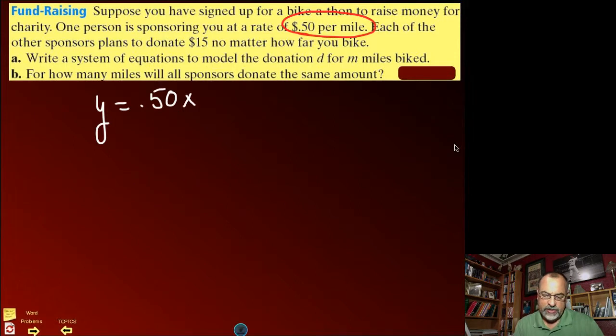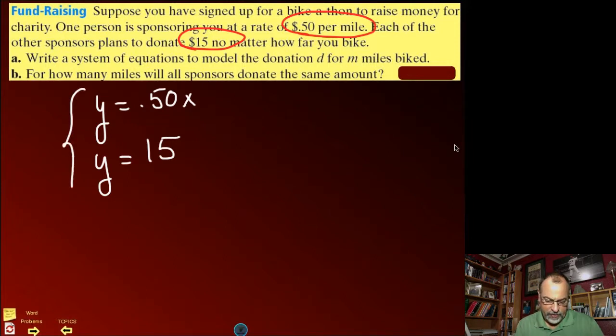It says each of the other sponsors is going to donate $15 no matter what. So that's going to be constant. So it doesn't matter how many miles I go, I'm going to get 15. So y, the amount of money I'm going to get, is going to be $15 no matter what. So I have my 2 equations. One happens to be a horizontal line, and one has a slope of 50.